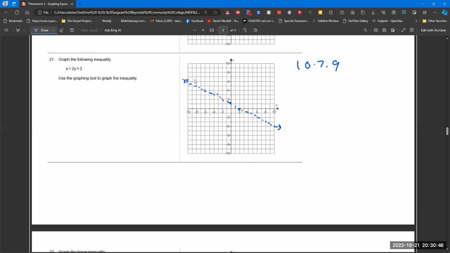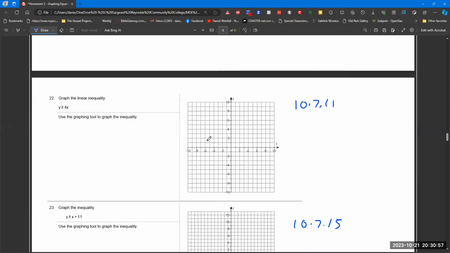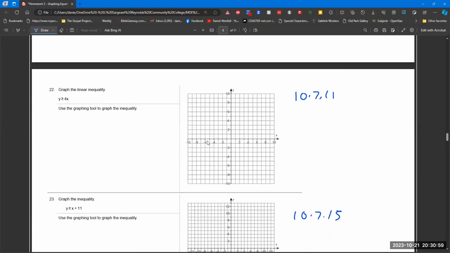And going to put 0, 0 in again. Is 0 greater than 2? It is not. So I'm going to shade on the other side of the line that does not contain 0, 0. Okay, this one's already in slope-intercept form. My y-intercept is at 0, 0. My slope is 4. Up 4, right 1.